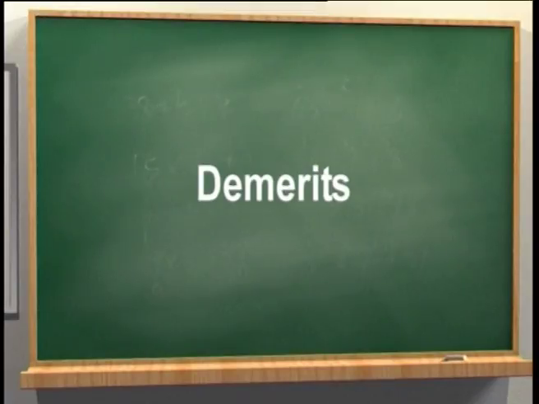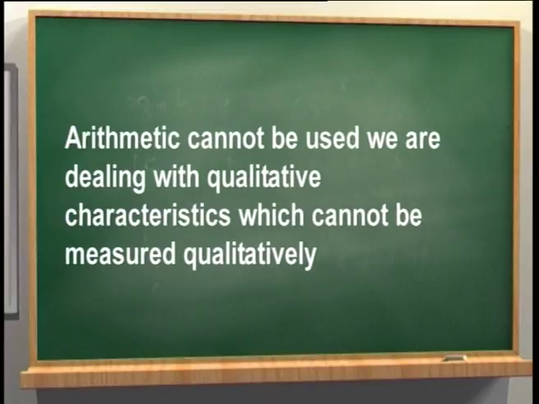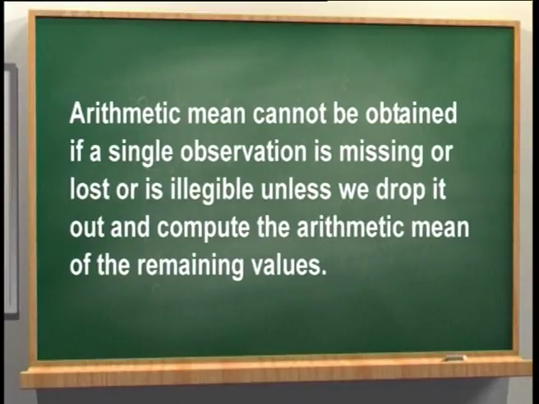With regard to demerits, it cannot be determined by inspection, nor can it be located graphically. Arithmetic mean cannot be used when we are dealing with qualitative characteristics which cannot be measured quantitatively, such as intelligence, honesty, beauty, etc. Arithmetic mean cannot be obtained if a single observation is missing or lost or is illegible unless we drop it out and compute the arithmetic mean of the remaining values.